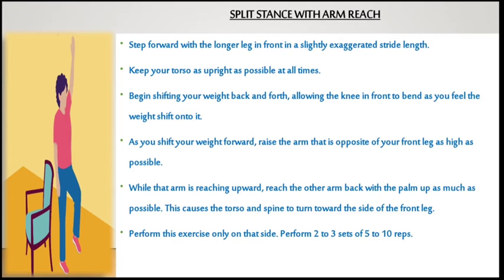While that arm is reaching upward, reach the other arm back with the palm up as much as possible. This causes the toes and spine to turn toward the side of the front leg. Okay class, so this is the exercise for scoliosis corrective measures: split stance with arm reach.